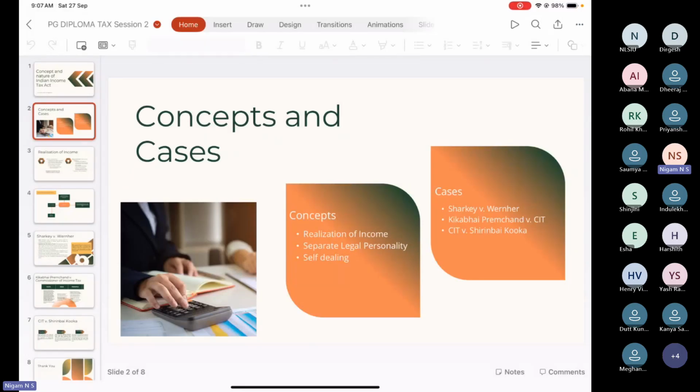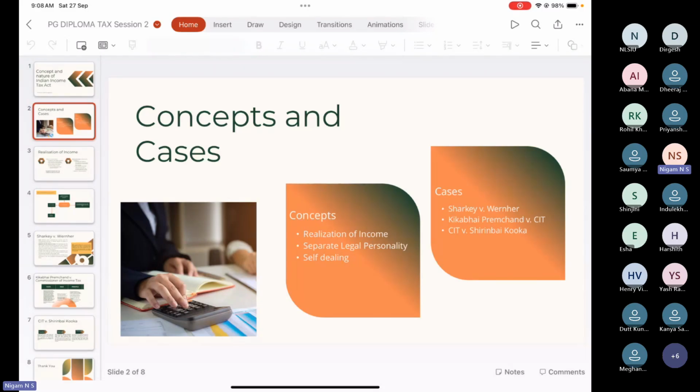So what are we doing today? We are talking about three very interesting cases. One English and the other two are Indian. The cases we are talking about are Sharkey versus Warner, which is an English case. And then we are going to be talking about Kikabai Premchand, which is an Indian Supreme Court case. And we are going to talk about CIT versus Shirin Bai Kuka, which was a Bombay High Court decision that then finally went to the Supreme Court, but we'll be focusing on the Bombay High Court decision.